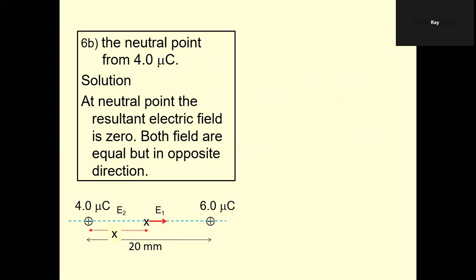The neutral point, neutral point is where the electric field is 0. At neutral point, the resultant electric field is 0. Both fields are equal but in opposite direction. Right, same 4 microcoulomb and 6 microcoulomb, 20 millimeter apart. So we calculate from X. From the 4 microcoulomb, let it be X.